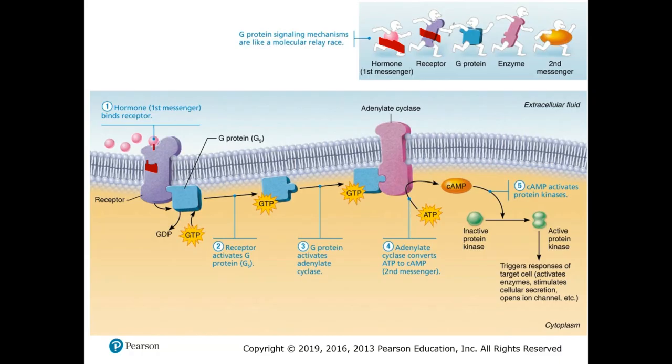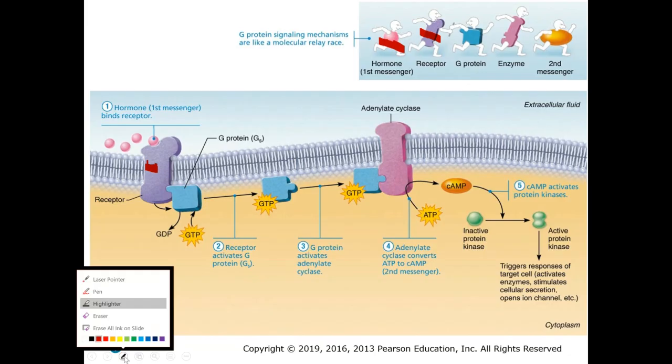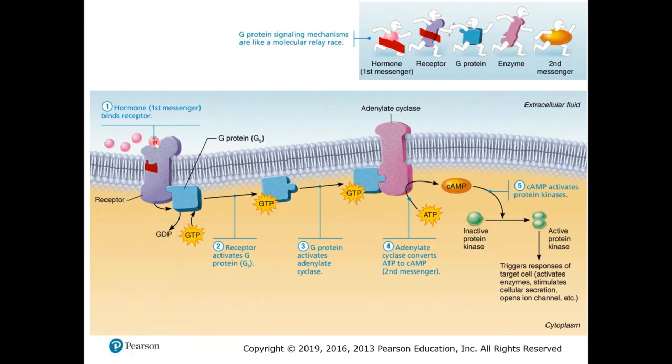So here's the hormone. I don't know, can you see that? Here's the hormone up here in its receptor site. The hormone is the first messenger. The receptor is the second messenger. Now the receptor is going to transmit the signal from the outside of the cell to the inside of the cell. And it's going to do that through a protein called the G protein.